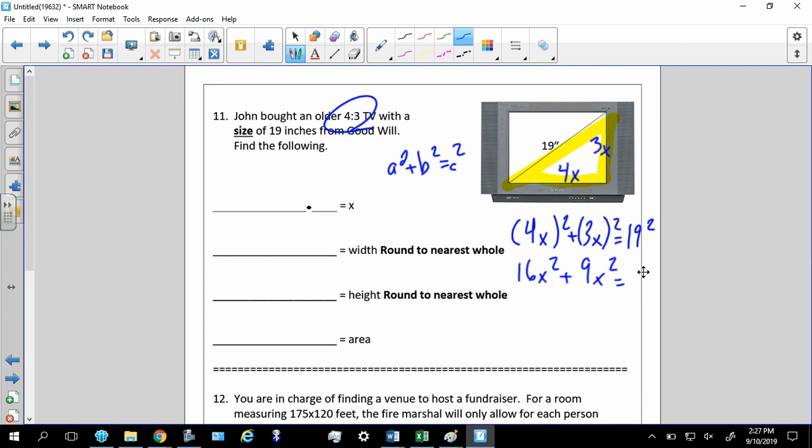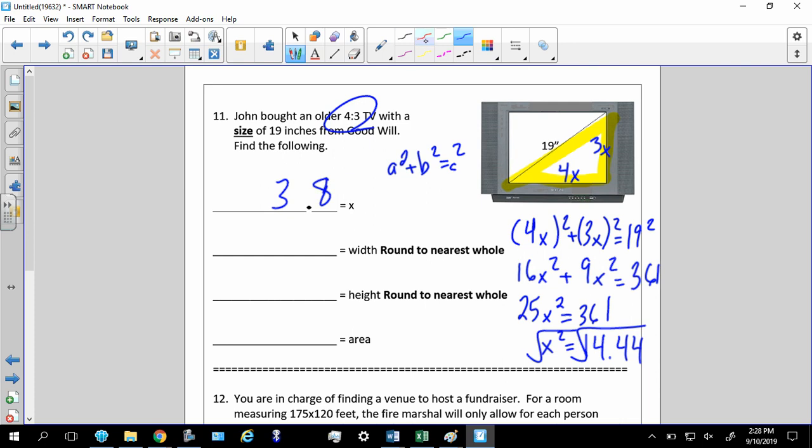361. Actually, it's not top of the head. I wrote it down somewhere else. 361. All right. Combining like terms, I get 25x squared is equal to 361. Divided by 25, I get x squared is equal to, let's see, 14.44. And I'm simply going to square root both sides. X ends up being 3.8.